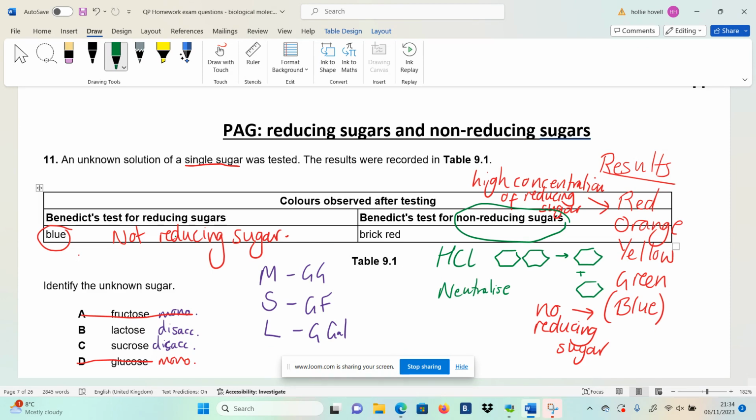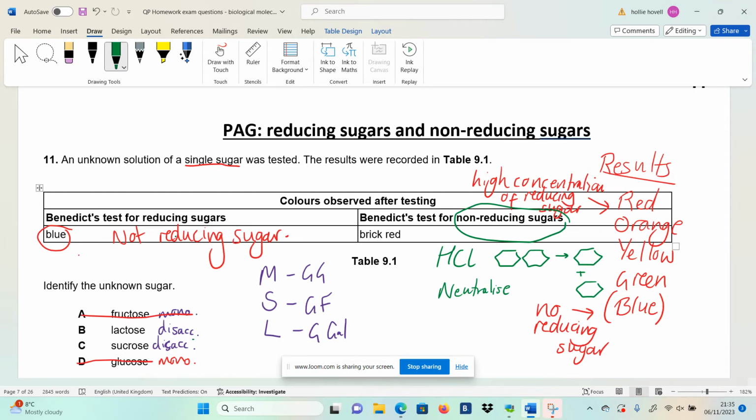So what's happened in this case is that we've started with a disaccharide that wasn't a reducing sugar. When we did the non-reducing sugar test, which means we add hydrochloric acid to break it up into monosaccharides, then it was a monosaccharide that was able to change the colour to reduce the Benedict's reagent. So we would need to know. It's hard because you do have to remember it really.